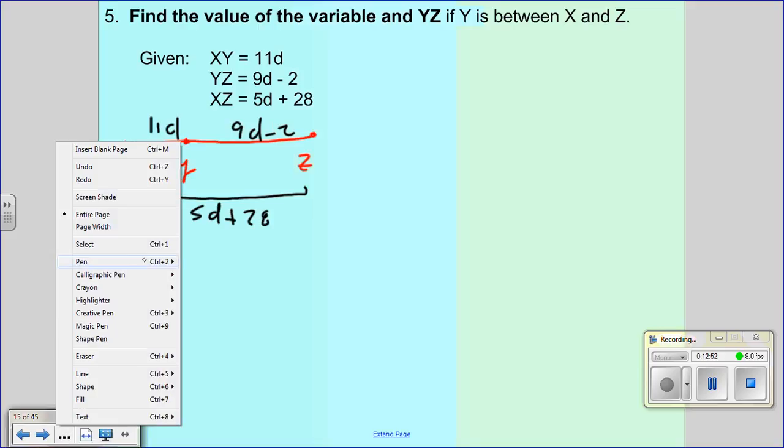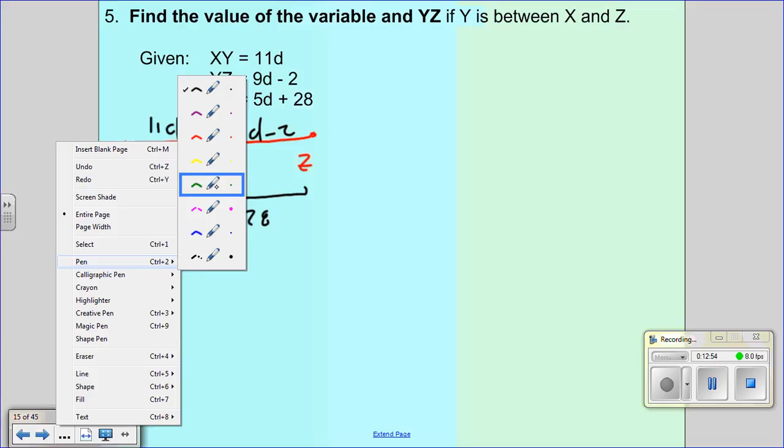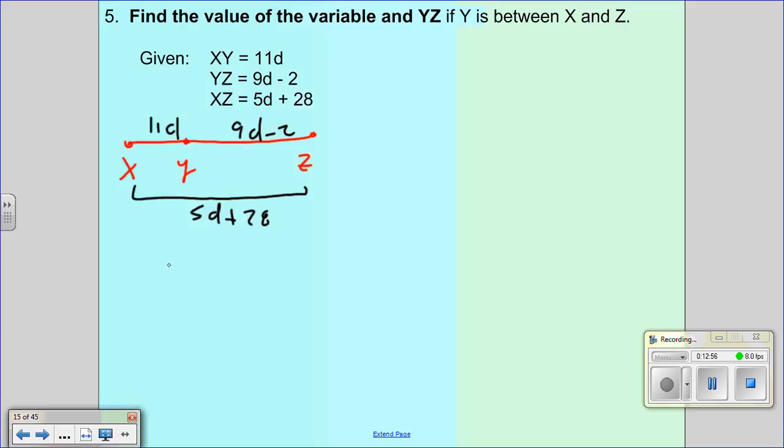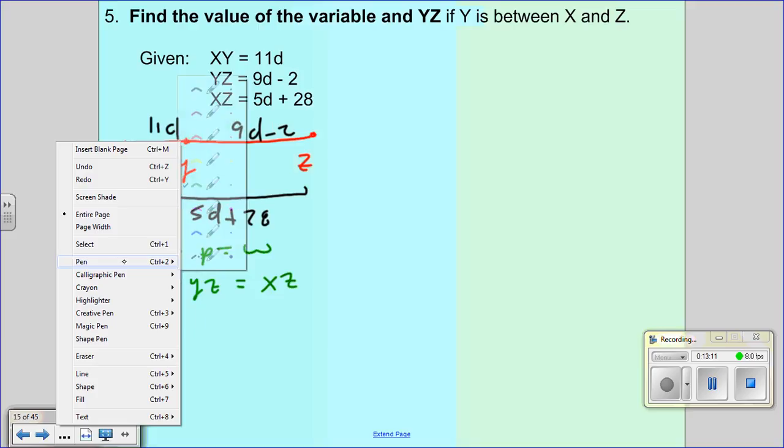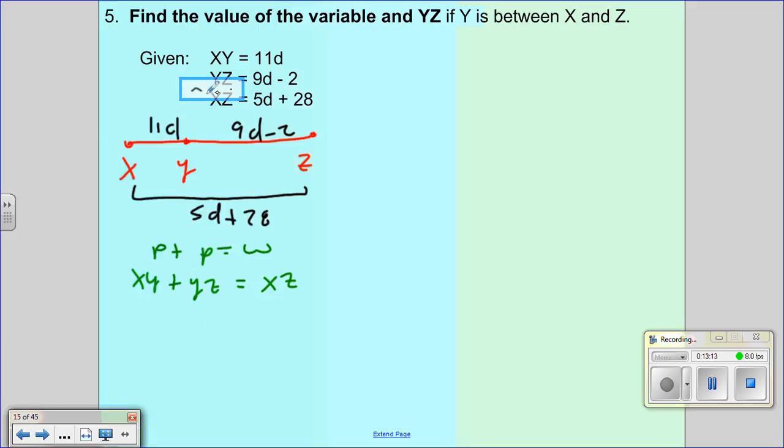So now set up the equation. Part plus part equals whole. So now it would be XY plus YZ equals XZ. Now in the equation, we're going to replace what we know with the algebraic expressions. So this would be 11D plus 9D minus 2 equals 5D plus 28.